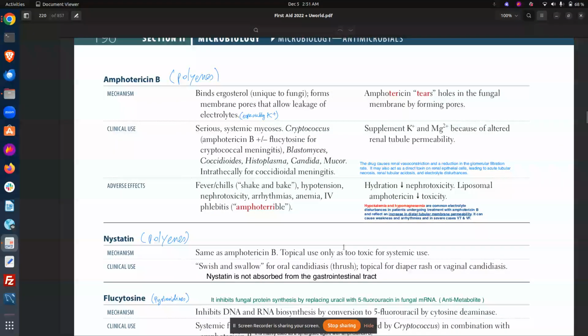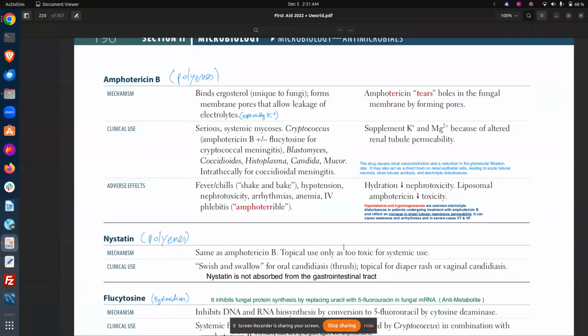Now let's talk about nystatin. Nystatin has the same mechanism of action as amphotericin B. It creates pores in the fungal cell membrane that allow leakage of electrolytes. But one point you should remember for nystatin is that we are only using it for topical use. We cannot use nystatin systemically because it is very toxic if we use it for systemic fungal infections. Nystatin is only for topical use.